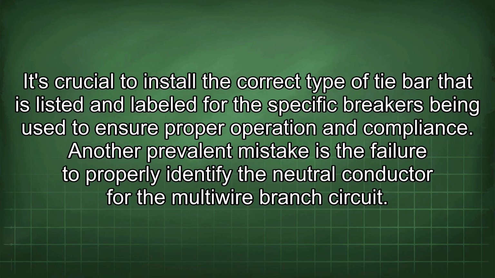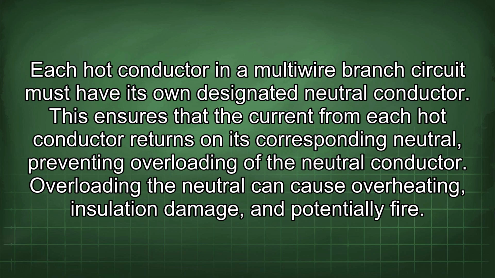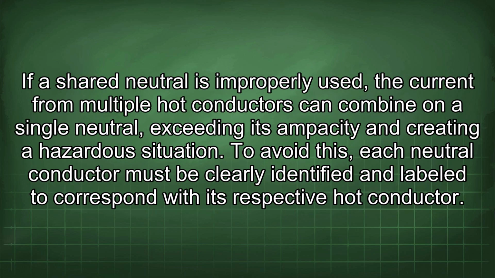Another prevalent mistake is the failure to properly identify the neutral conductor for the multiwire branch circuit. Each hot conductor in a multiwire branch circuit must have its own designated neutral conductor. This ensures that the current from each hot conductor returns on its corresponding neutral, preventing overloading of the neutral conductor. Overloading the neutral can cause overheating, insulation damage, and potentially fire. If a shared neutral is improperly used, the current from multiple hot conductors can combine on a single neutral, exceeding its capacity and creating a hazardous situation.